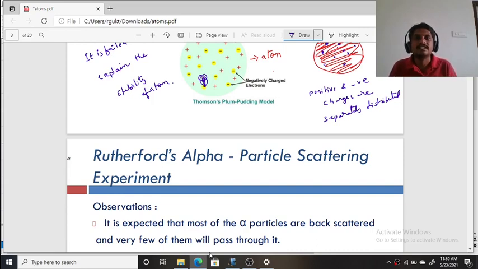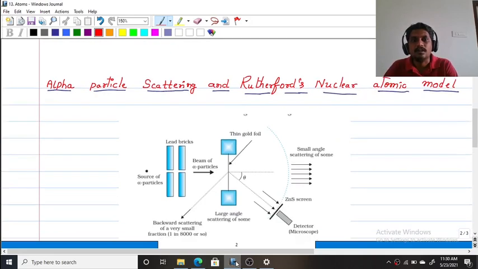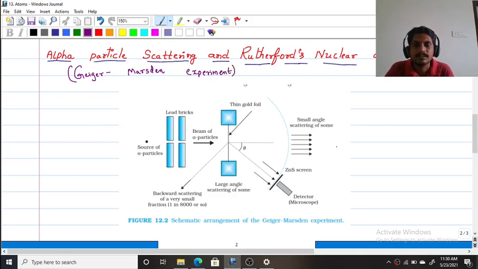First, we'll discuss the experiment done by Geiger and Marsden, and then the Rutherford atomic model. This is the alpha particle scattering experiment. It was done by Geiger and Marsden, who were students of Rutherford. It is known as the Geiger and Marsden experiment. Here is the experimental setup.